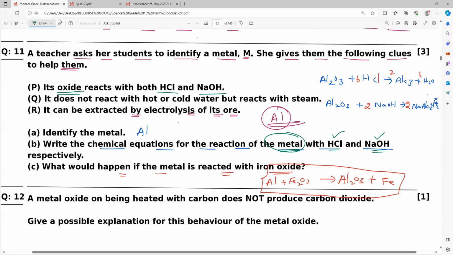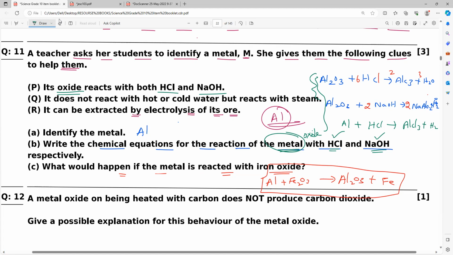You write that equation, Hari, if you want. As Hari said, if they ask only for the reaction of the metal oxide, you write these two equations, everybody. Note it. If they are asking only for the metal, you write it, all of you. Aluminum reacts with HCl. It will form aluminum chloride plus hydrogen gas.